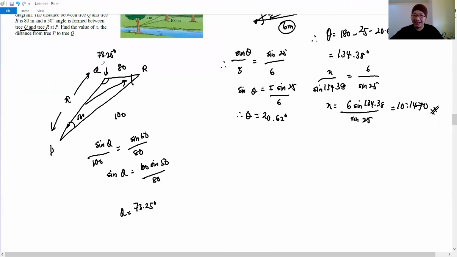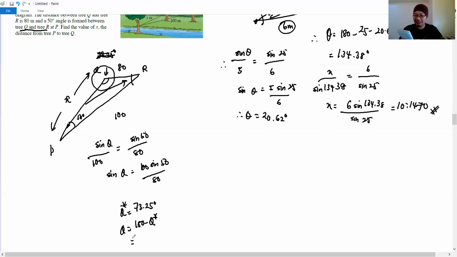But when I look at the diagram, is it possible that our Q is 73.25? No, this one is not an acute angle. This one is an obtuse angle. It is shaped like this, not like this, but this one opening, this big size opening. So that's why you need to find your actual Q. Let me check again. Your actual Q is 180 minus your Q star. So that is your actual Q.